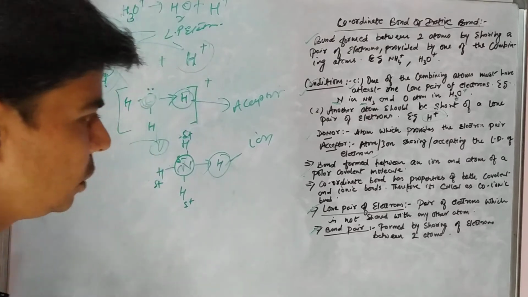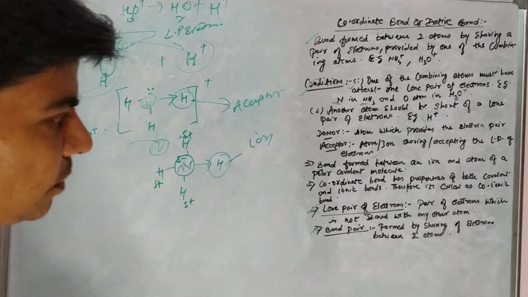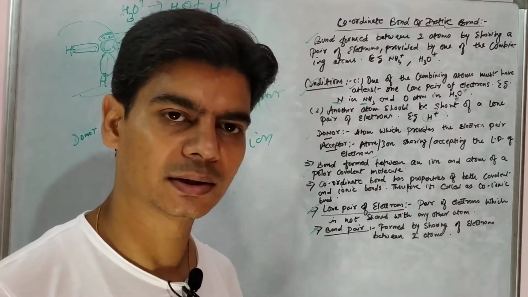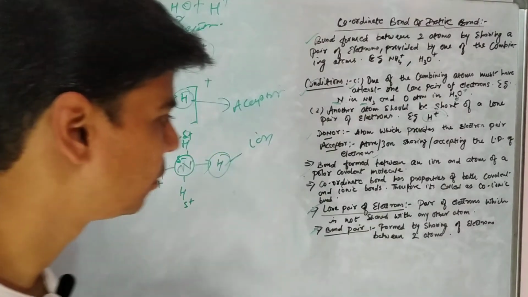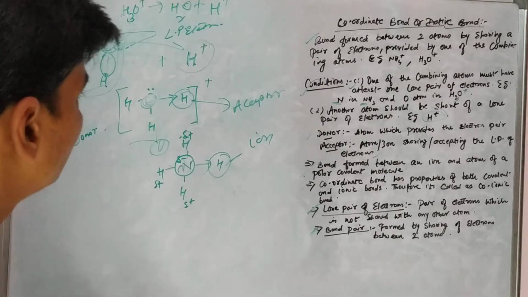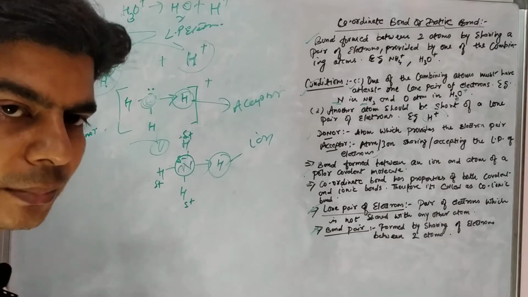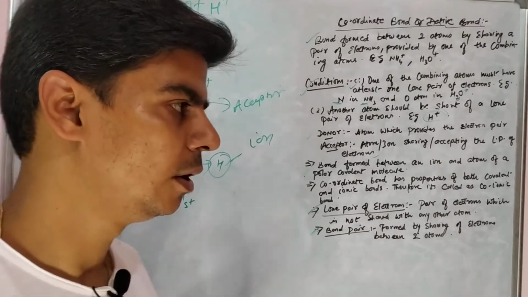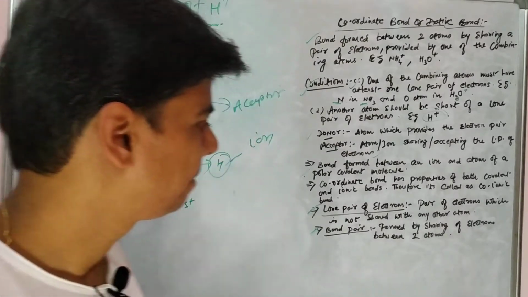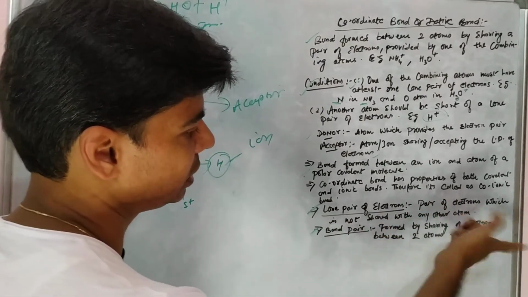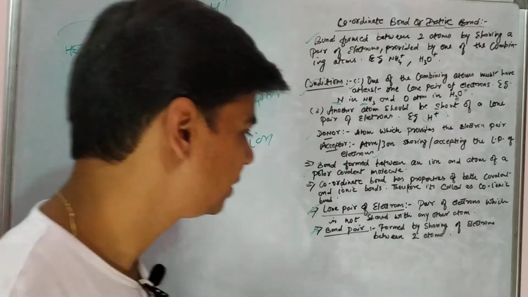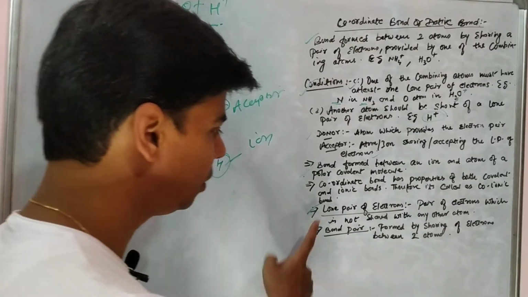So one more thing, a coordinate bond has properties of both ionic bond and covalent bond. That is why we call it a semi-polar bond or a co-ionic bond, right? And about lone pairs of electrons, we know that oxygen and nitrogen in our examples had lone pairs of electrons. What are those lone pairs? They are pairs of electrons which were not involved in bonding, not shared with any other atom.